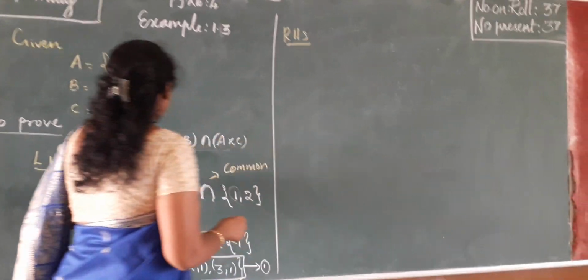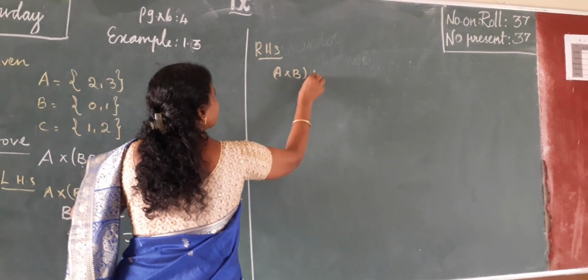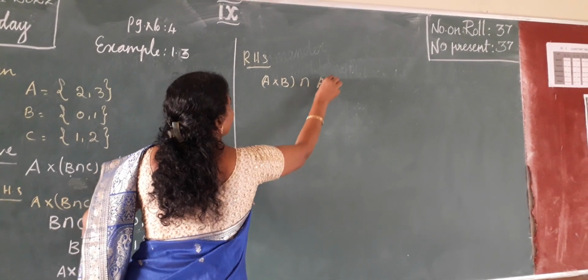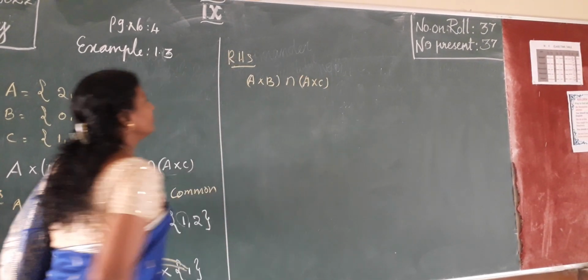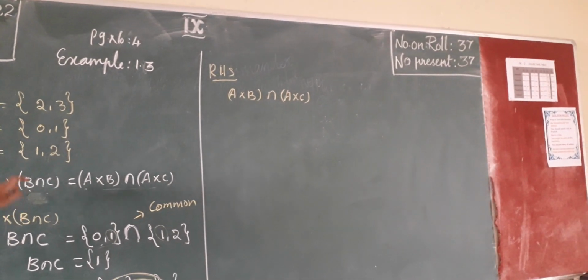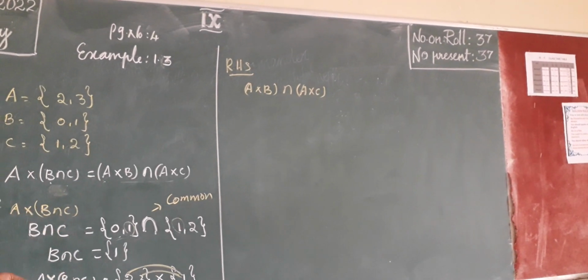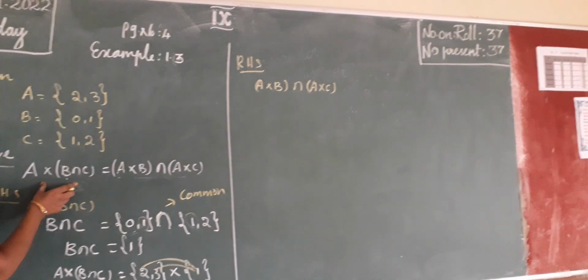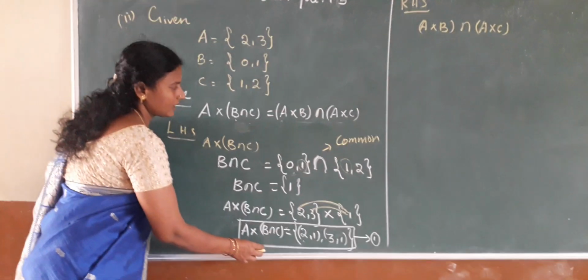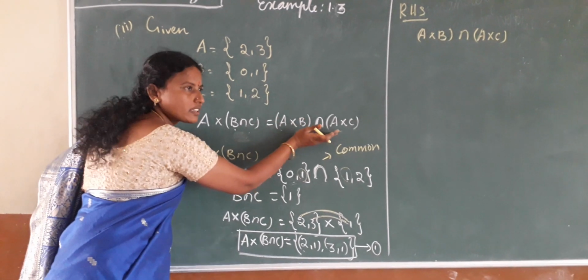On the right hand side, we have A cross B intersection A cross C. Okay. If you don't understand, you have to check the question, what is given. This property is given, and how to prove it. First you have to take the left hand side and complete it. And then next, which one we want to prove, and then the remaining part is there.